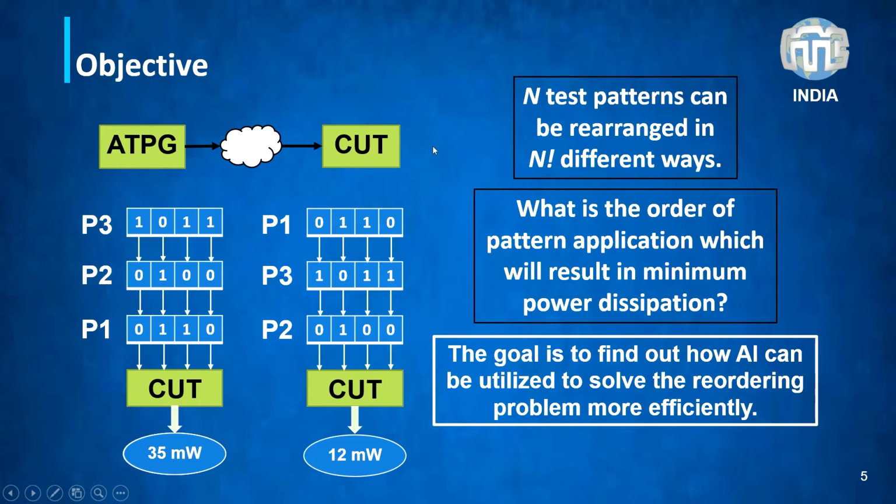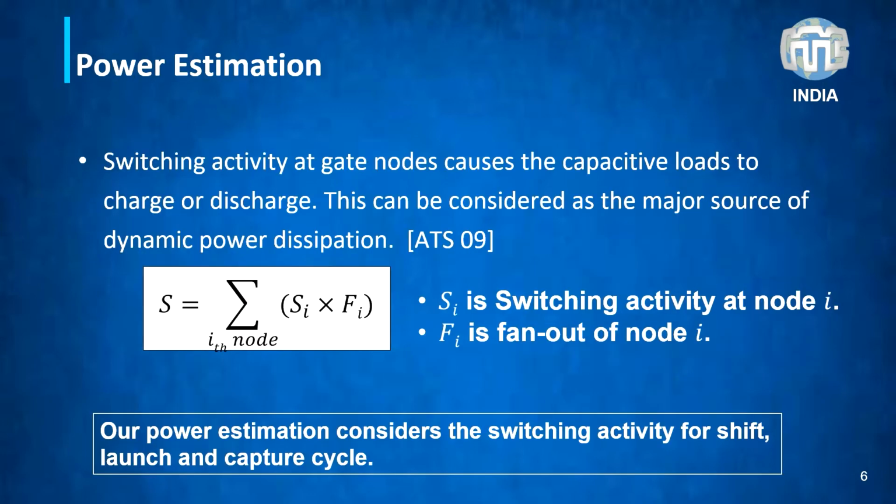Among those n factorial ways, we have to find one order that will result in minimum power dissipation. So what is the order of pattern application which will result in minimum power dissipation? This is our goal, and the goal is to find how AI can be utilized to solve this reordering problem more efficiently. Power estimation is done by using this formula.